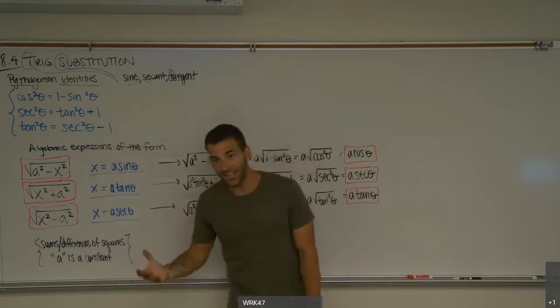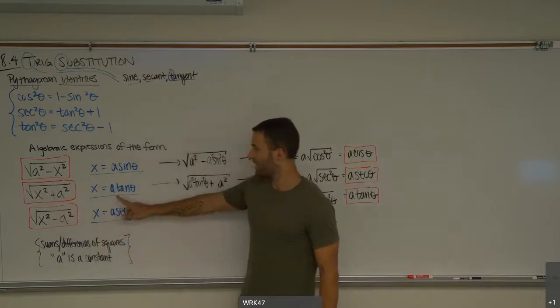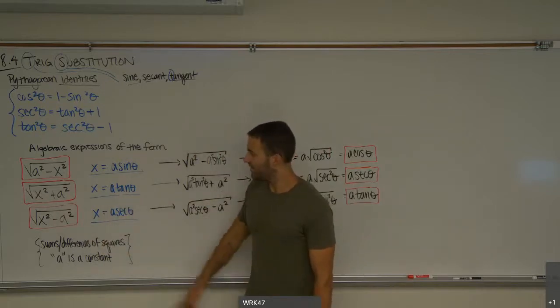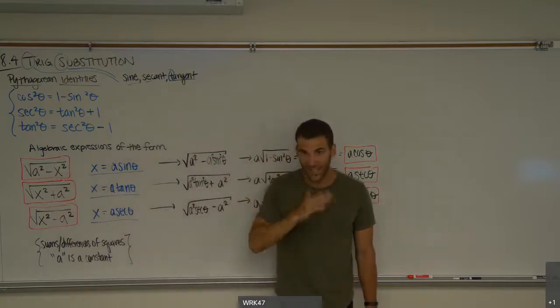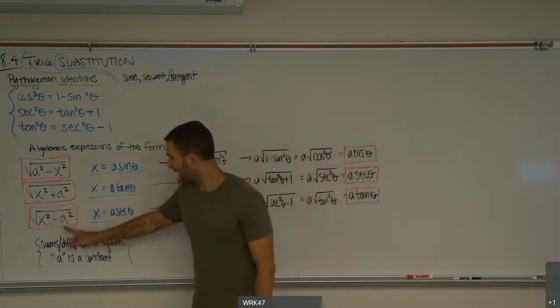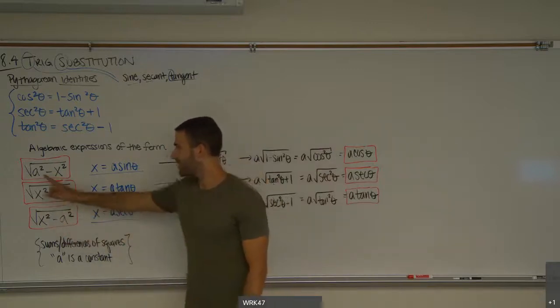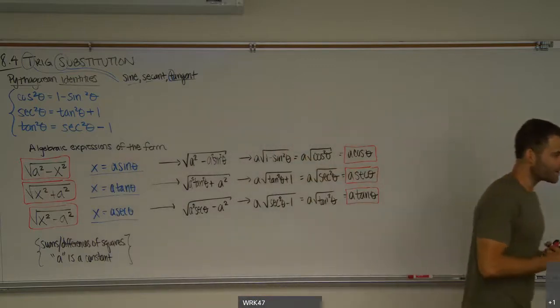If it's a plus sign, that looks like the letter T, and so my trig sub will be tangent. If it's a subtraction, then I'm either using sine or secant, and then it just matters where the number is. If the number is second, I choose secant, and if it's first, then I will use sine. So that just gives us an easy way to remember.